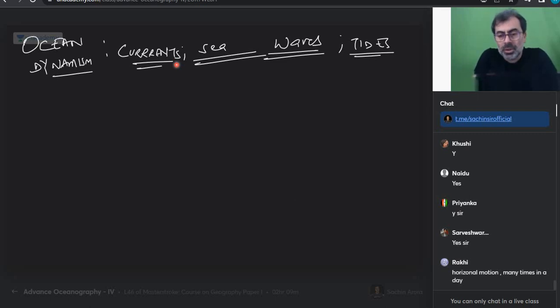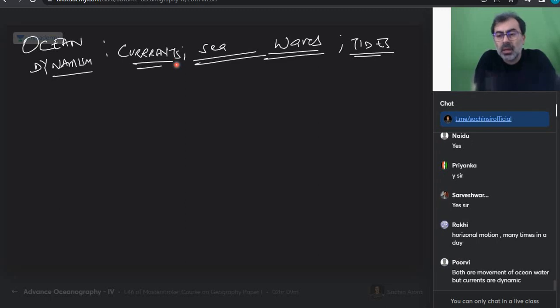So one is horizontal motion, many times a day. Horizontal motion many times a day. Please think. Look at the definition of currents. Both are movement of ocean water, but currents are dynamic. Okay, and waves are not dynamic.